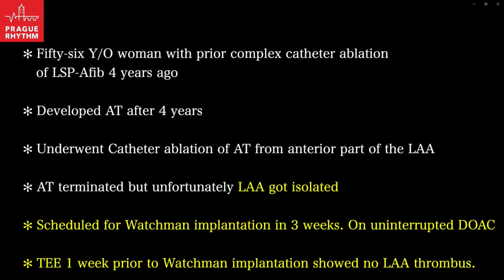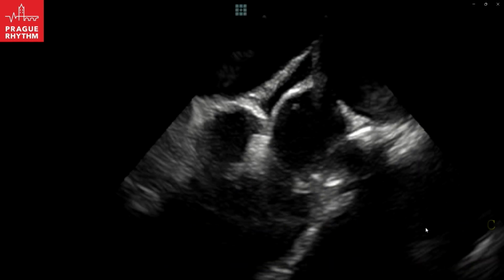So what do you do for this patient? We scheduled a Watchman in 3 weeks on uninterrupted DOAC, and I did a TEE 1 week prior to the Watchman. There was no left atrial appendage thrombus. So I bring the patient for Watchman. I did a TEE 1 week ago, nothing. So let's go ahead and do the Watchman, because if you do left atrial appendage isolation and don't put in the Watchman, you're in trouble.